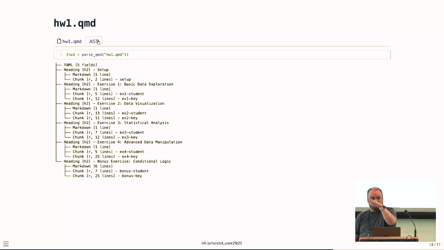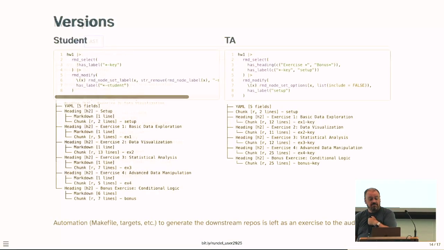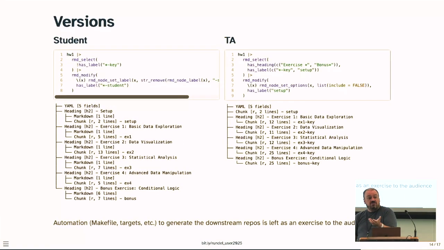One heading per question and suffixes to identify what we have. And so then to generate the two versions of this, it's just a little bit of code putting this together. So for the student version, I just need to go through and select for anything that does not have the label dash key, straightforward.